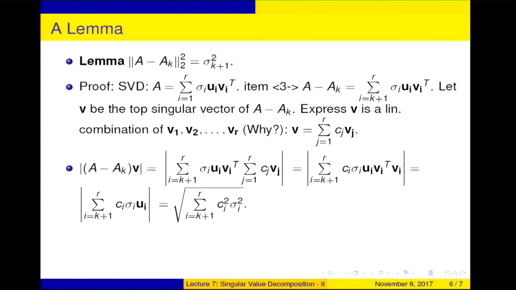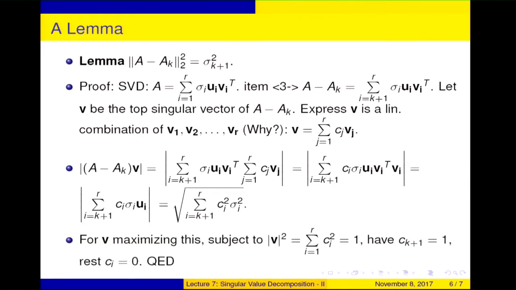These are orthonormal, so length squared is just the sum of squares. That's just Pythagoras. And we are maximizing this thing, because V is a singular vector, the top singular vector of A minus A_k. So this needs to be maximized. And the maximum is attained when sigma_{k+1} is the highest of this lot. So c_{k+1} is 1. All the weight should be put on the highest. The rest are 0, and therefore that's true.